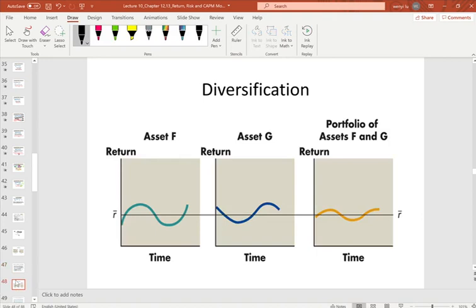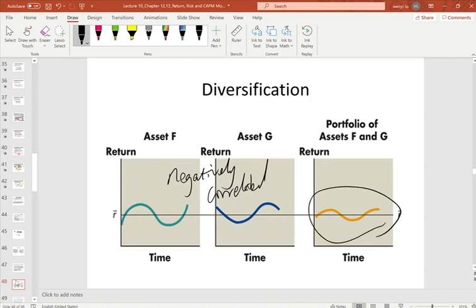For example, you can see F and G are moving in opposite directions, so they are negatively correlated. You can compare the dots of F and G; they are moving opposite. If we put them together into a portfolio, you can see the return of the portfolio has less variation. The risk is reduced. You can put the dots together, and they will form this orange curve, with less variation than the individuals.